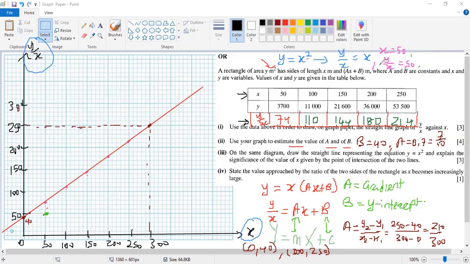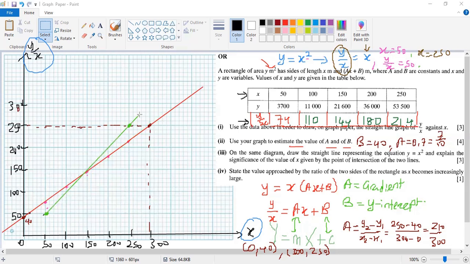Let's say we take a bit further away. x is 250. I don't even need to calculate. You know why? This becomes 250. This whole thing equals that. Can you see that? y over x, I don't even need to calculate, it's going to be equal to x. So 250 is here. Ta-da. Okay, significance.